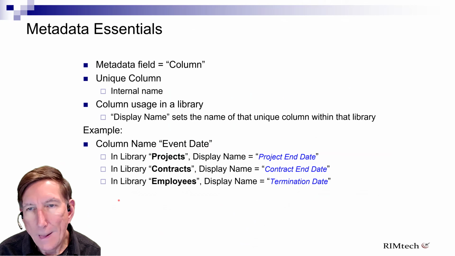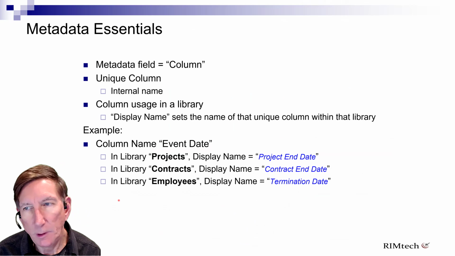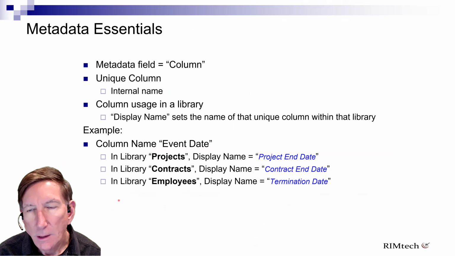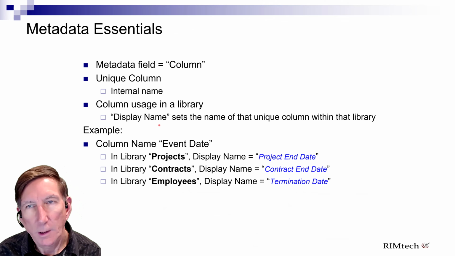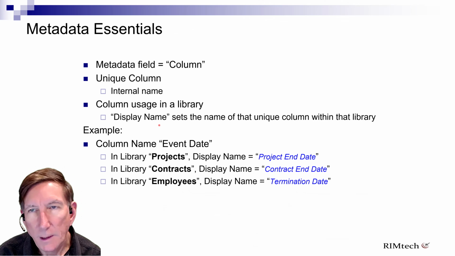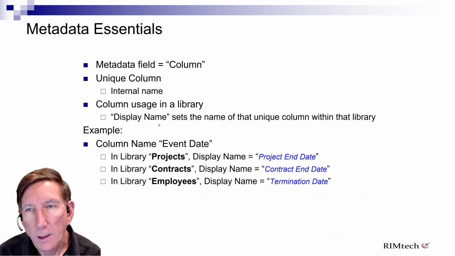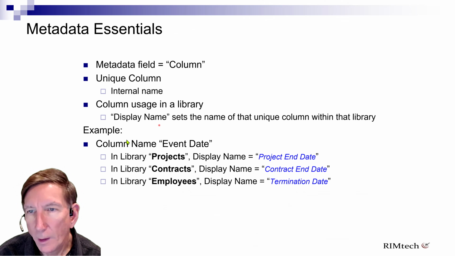Now, every column has to have a unique name different from all other columns. And what you'll see in a minute is that there's 2 names for every column in SharePoint. There's actually 3, but the third one we don't care about. It has a display name, which is visible on the screen, and an internal name, which is not normally visible on the screen, and you cannot change it. Okay, we'll see that in a moment.